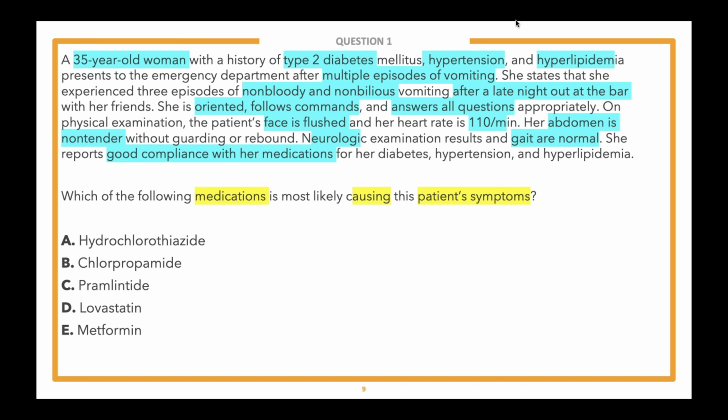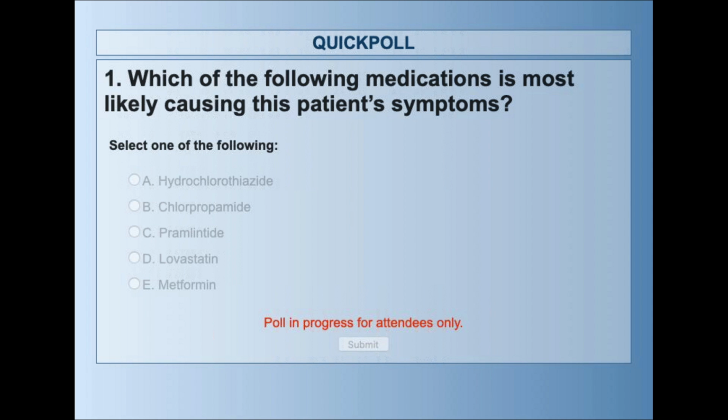Answer choice E, metformin. D, lovastatin. C, pramlintide. B, chlorpropamide. And A, hydrochlorothiazide. So we're going to go ahead and open up that poll. Go ahead and select the answer choice or the medication you think is most likely causing this patient's symptoms, and we'll talk about it in just a few seconds.